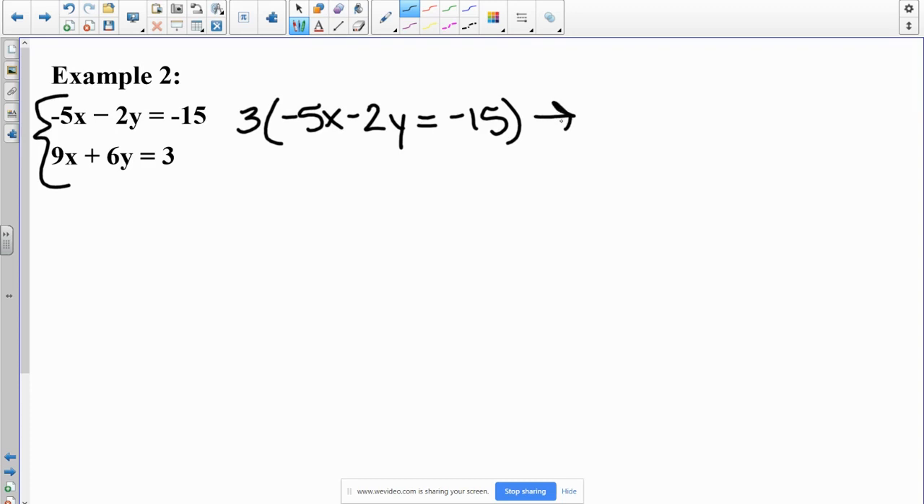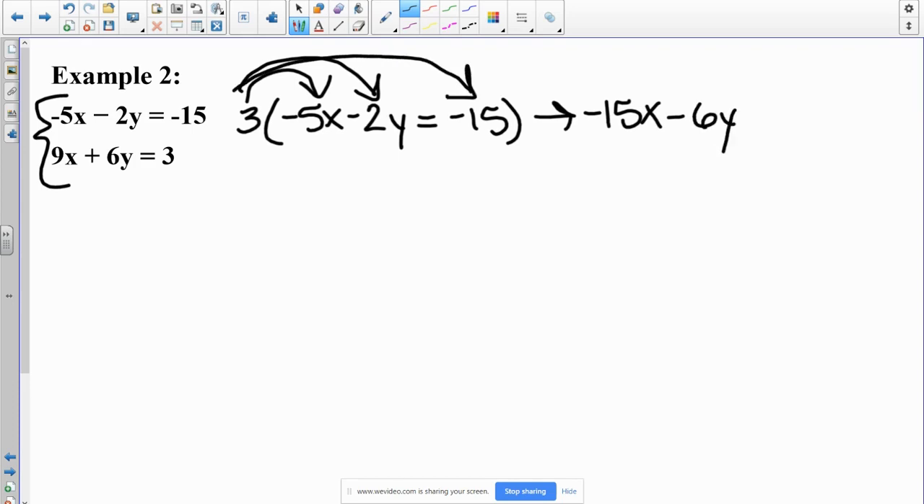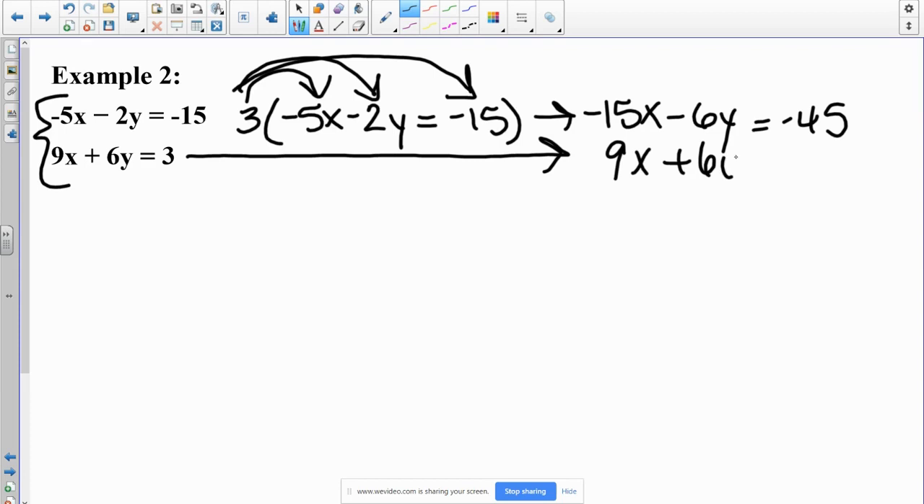And I'm going to go ahead and multiply times 3. So 3 times 5x is negative 15x. 3 times negative 2y is a negative 6y. 3 times negative 15 is a negative 45. I don't have to do anything to the second equation since I have my coefficients opposite already. So I'm going to pull that all the way over here. So I get 9x plus 6y is equal to 3. Go ahead and remember the operation is addition.